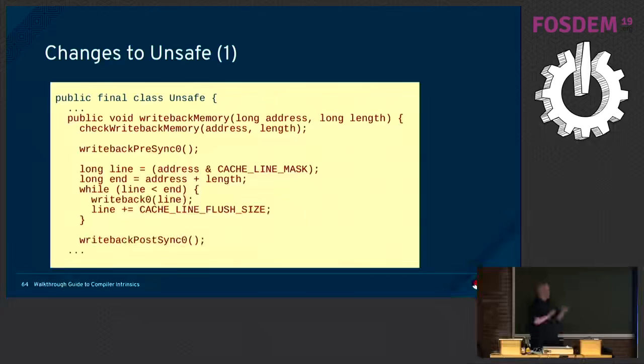And then afterwards, we may need to make sure all those flushes, all those cache line evictions or flushes, have happened before we allow other memory operations to happen. So we may need another memory barrier operation to make sure the cache is consistent before we carry on.